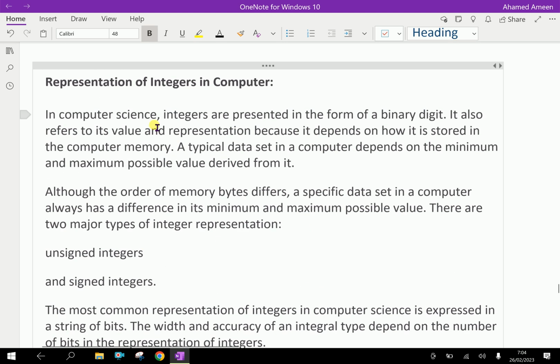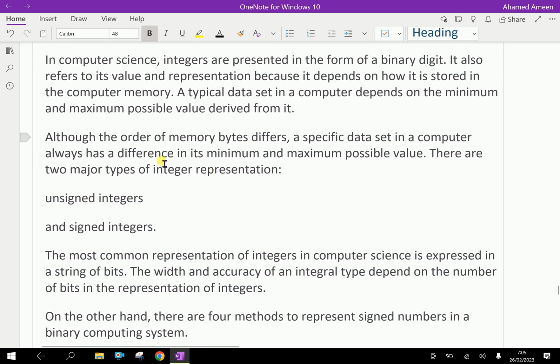Representation of integers in computers. In computer science, integers are represented in the form of binary digits. It also refers to its value and representation, because it depends on how it is stored in the computer memory. A typical data set in a computer depends on the minimum and maximum possible value derived from it. That means for each and every typed instruction, there is some minimum and maximum possible value.